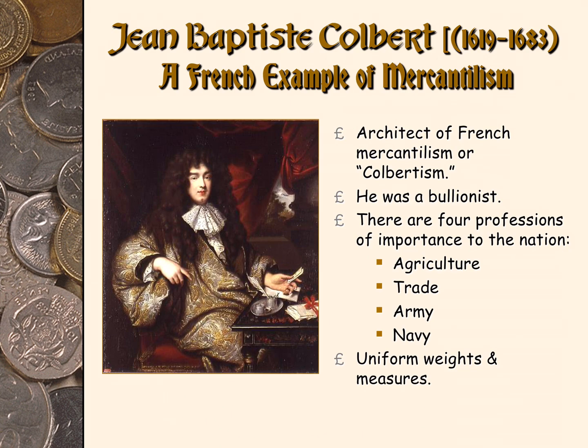And he was a bullionist. A bullionist means somebody who believes that currency needs to be based on gold and silver. He believed that the 4 most important professions were agriculture, trade, army, and the navy. He believed in a uniform set of weights and measures. Each country kind of had their own weight and measure system. Ironically, it's his dream. It didn't happen in his lifetime, but a century later, the metric system gets developed out of his ideals of a uniform weight and measure system.